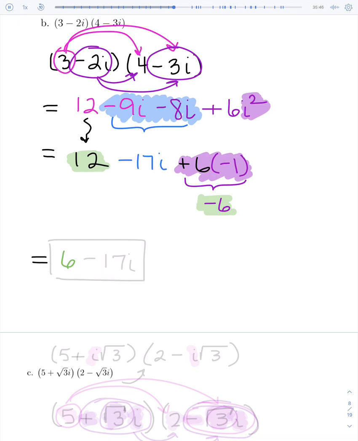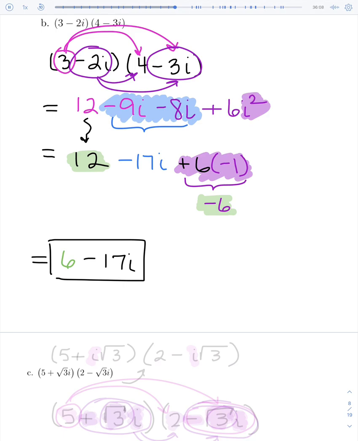I still have my negative 17i. And notice I did make sure that I put the normal number first and the i at the end because I want it in that a plus bi form. So be careful about that. But this is my final answer, 6 minus 17i. And that's what I would want to enter in as my final answer into my MyMathLab.